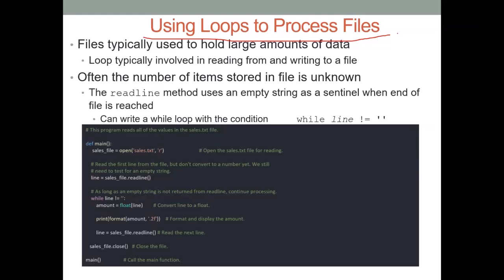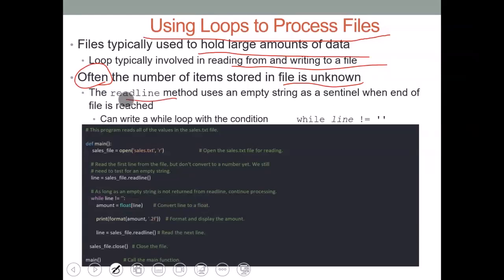Files are typically used to hold large amounts of data. So if you have a file with 1 million lines, you're not going to use 1 million readline commands. You need to put this in a loop, yes or no? Loops are typically involved in reading from or writing to a file. Often, the number of items stored in a file is unknown. Readline will read one line.